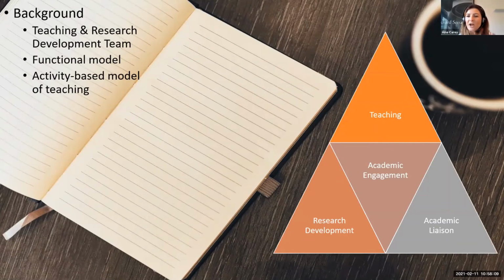But briefly, we have, I suppose, 3 key functions. We identify those as teaching, research development, and academic liaison with our non-traditional students. All of that is linked and at the core of academic engagement, where we promote our services to the academic community, and we also invite their feedback to inform what we do in terms of developing our work.